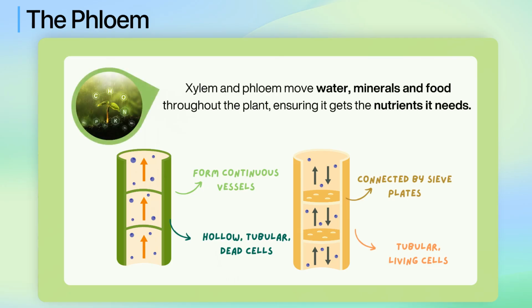Xylem and phloem work in tandem to move water, minerals, and food throughout the plant. This ensures that all parts of the plant receive the nutrients that they need.